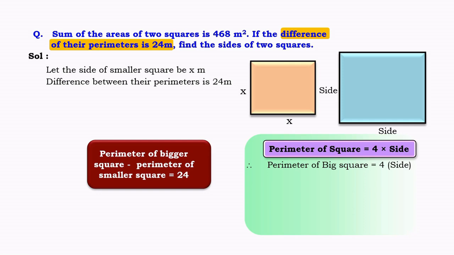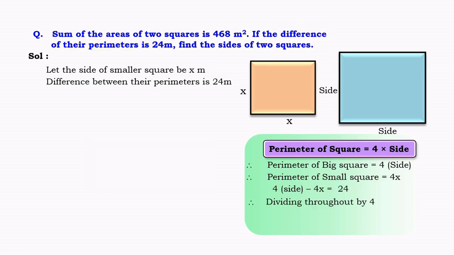We know that the perimeter of a square is 4 times its side. Therefore, perimeter of the bigger square is 4 multiplied by its side. Perimeter of the smaller square is 4 multiplied by x. According to the given condition, 4 multiplied by side minus 4 multiplied by x equals 24. Dividing every term by 4, we get side minus x equals 6. Therefore, side equals x plus 6. So, the side of the bigger square is x plus 6 meters.